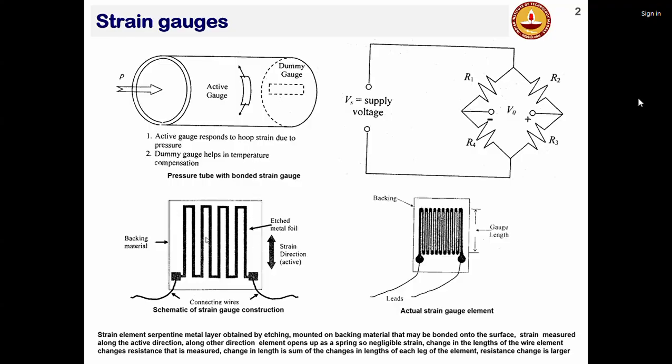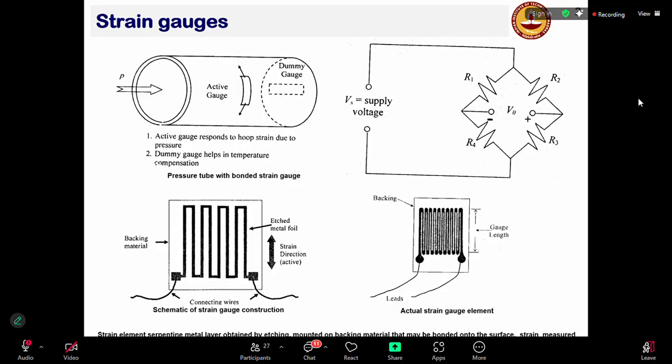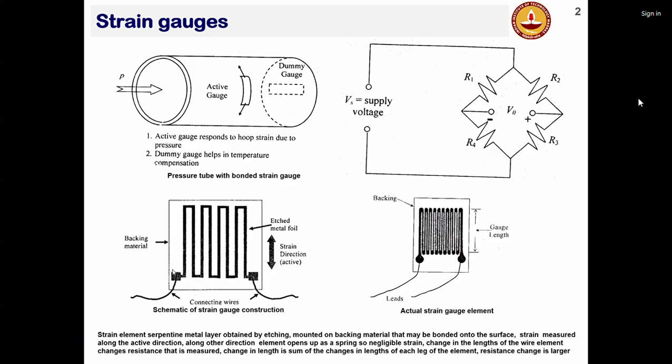We talked about the construction of a typical strain gauge. You have a backing material which is made out of some kind of polymer. And on the polymer, you have the metal foil, which is patterned in a serpentine structure to ensure that the length is very high, so that for a given strain, the change in resistance will be very high.